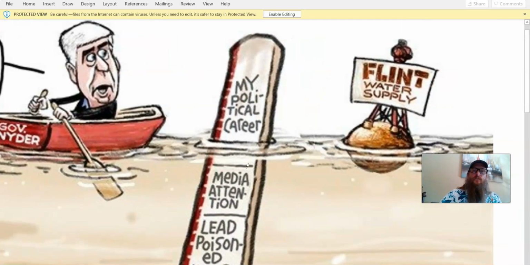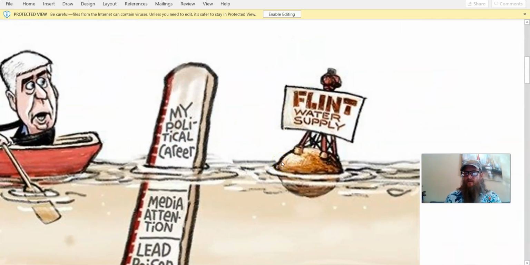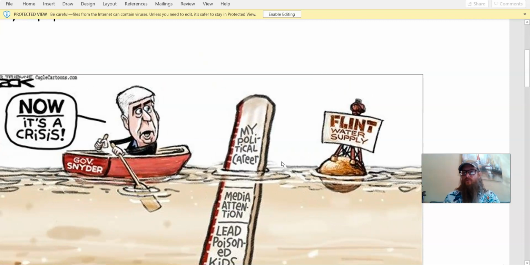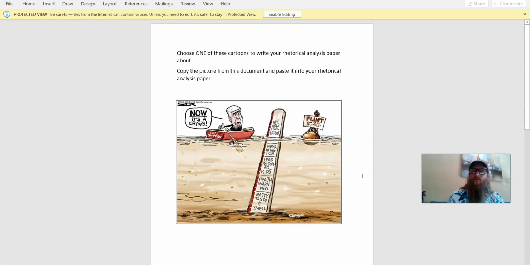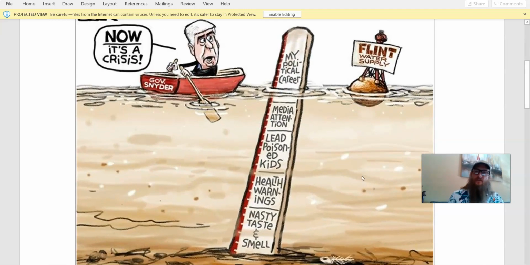Did you notice that the buoy is rusty? Right, you see how I zoomed in there? I would encourage you to do close, it's what's called close textual analysis. Why is it designed that way? Why did the artist make the buoy rusty? What is he trying to say? Well, things get rusty when they're neglected and forgotten, like an old car, right? So maybe he's suggesting that Governor Snyder has forgotten about the people of Flint.